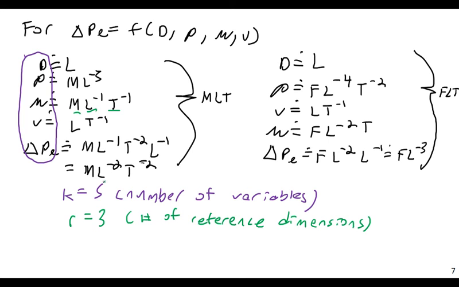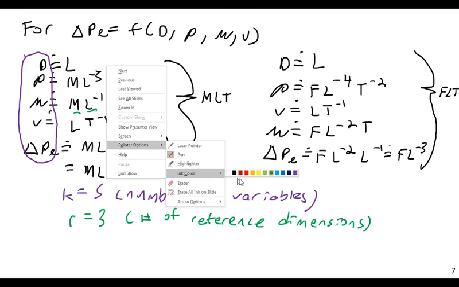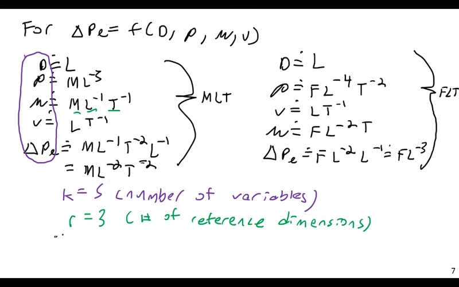Number of reference dimensions. And then the number of pi terms is going to collapse to 2. We can collapse everything to 2 pi terms, which is k minus r, equal to 2. And so I'm going to have a pi 1 and a pi 2. And so pi 1 is going to be some sort of function of pi 2.